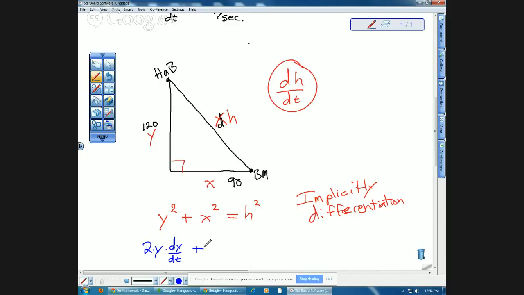What comes next? It's after 2y dy dt. Yeah, correct. So derivative of x squared is 2x, but since x is a function of time, chain rule says I have to multiply by dx dt. All right, Elizabeth, what's on the other side? Beautiful, 2h dh dt. Yeah.